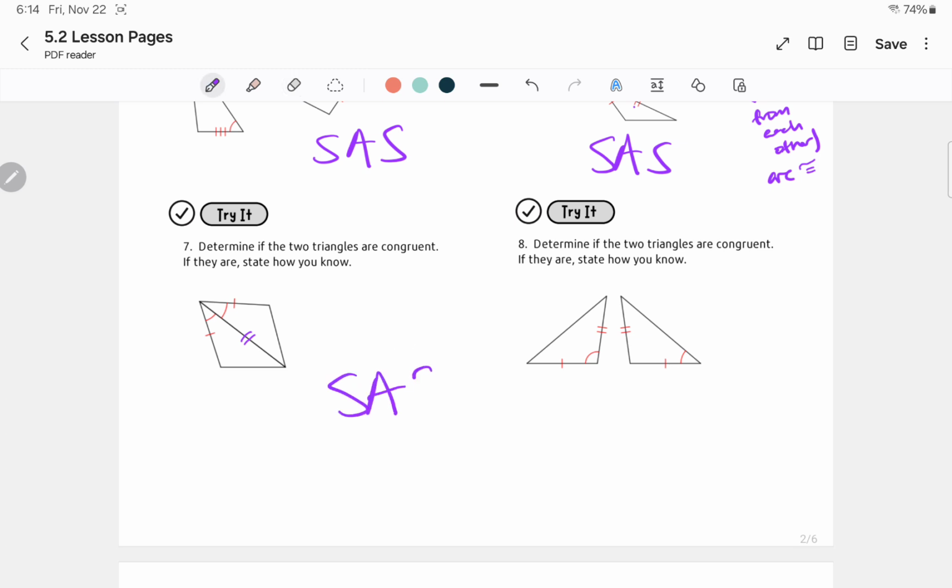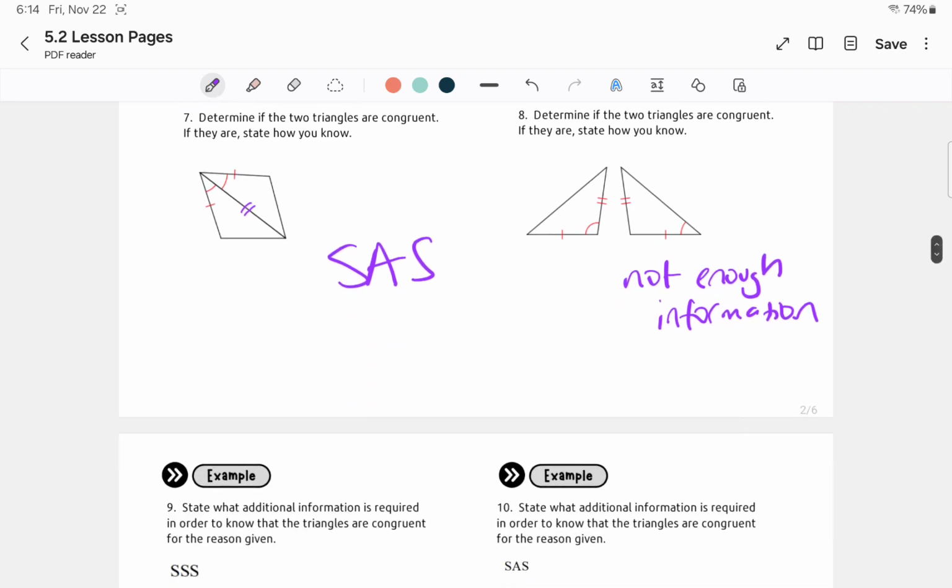All right. And then for number 8, so I have a side, angle, side on this one, but look carefully. This angle right here is not in between these two sides. So this would be not enough information. You need to check both triangles to make sure that they have that side, angle, side on both.